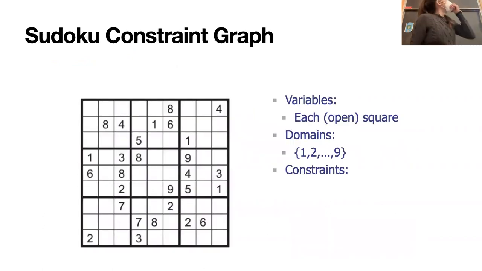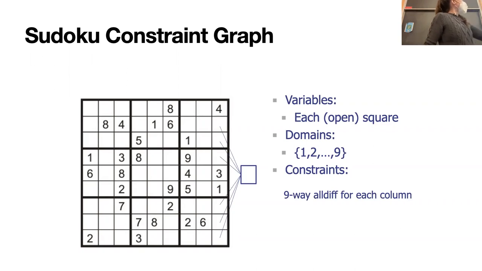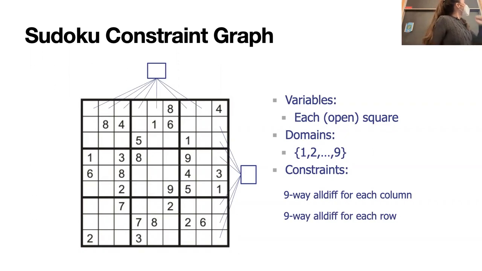Now let's recall what we talked about for the Sudoku graph. Each variable is an open square. Our domains are 1 through 9, and we have different sets of constraints. We have what is called all diff. That means that everything has to be different in each column. We also have that everything has to be different for each row. And then everything has to be different for each region.